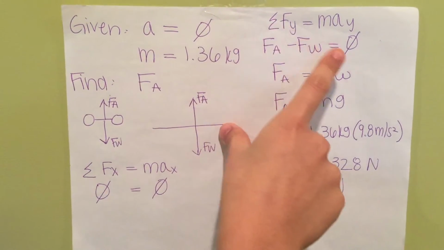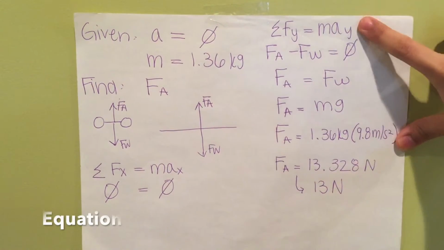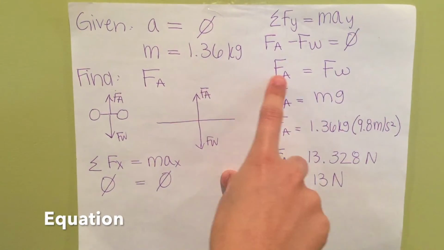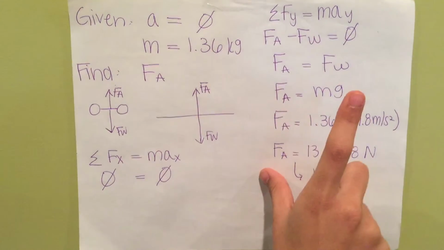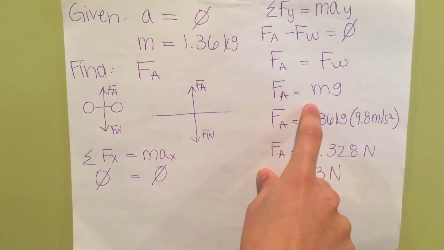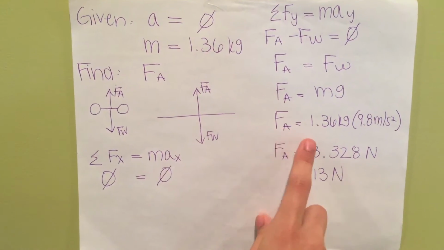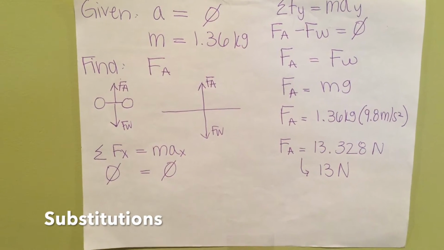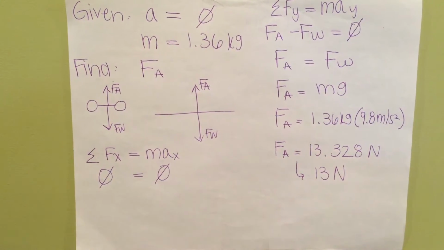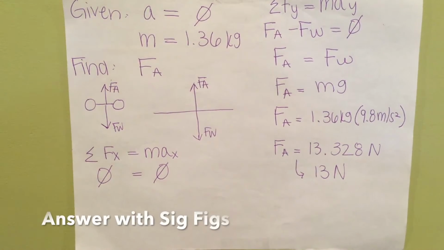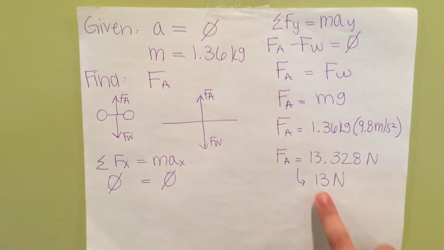The forces in the y direction: Fa minus Fw equals 0 because our acceleration is 0. Fa equals Fw because we move Fw to this side. The formula for Fw is mass times gravity. Fa equals mass times gravity. Fa equals 1.36 kilograms times 9.8 meters per second squared. Fa calculated is 13.328 newtons, and using the sig figs, we have 13 newtons.